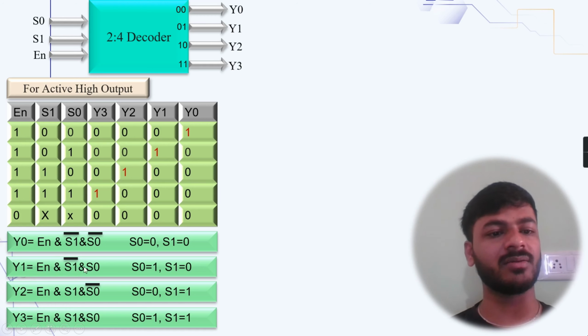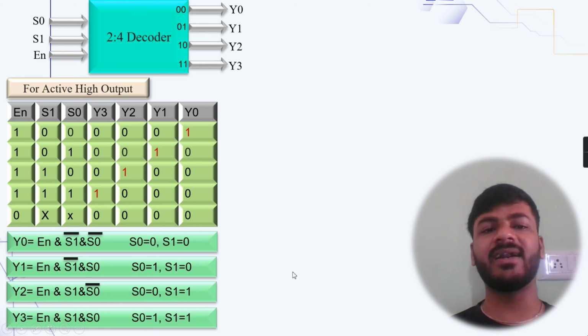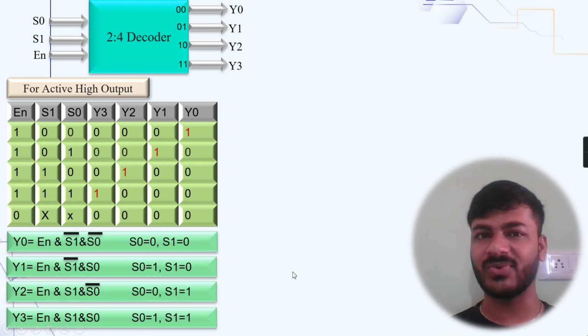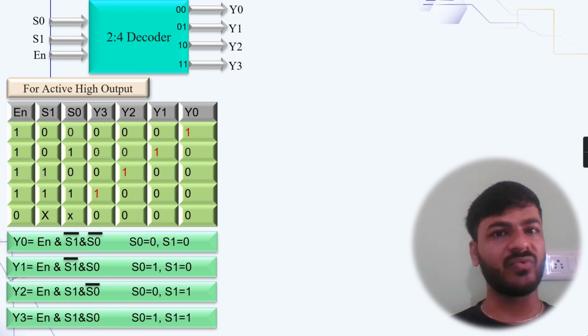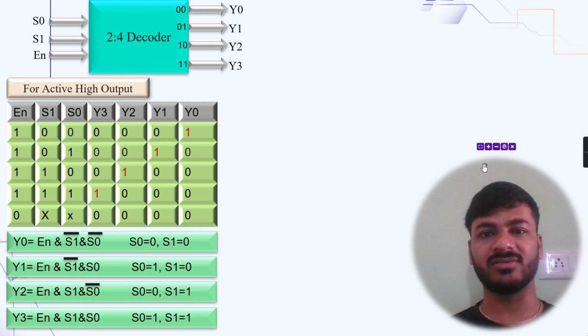Y1 will be active for this boolean expression, enable and S1 bar and S0. Similar with Y2 and Y3. Now let's jump to the RTL design implementation of 1:2 decoder and 2:4 decoder by using SystemVerilog constructs.